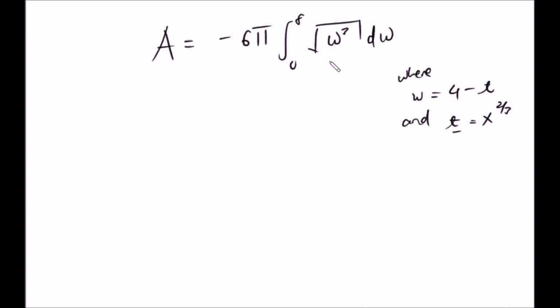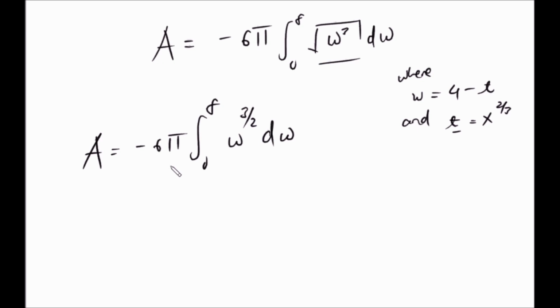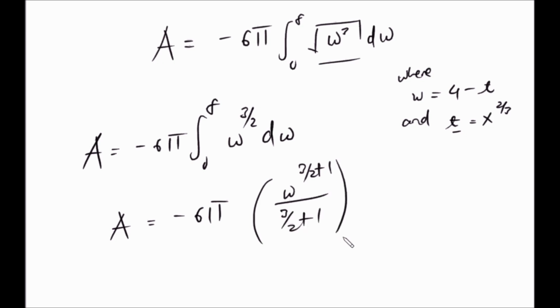Okay, so let's integrate this one now. The area will be negative 6 pi from 0 to 8. So here we have w power 3 over 2 dw. So when I integrate this, how do you get it? The area is negative 6 pi, so w power 3 over 2 plus 1, over 3 over 2 plus 1, from 0 to 8. 3 over 2 plus 1 is what? 5 over 2.